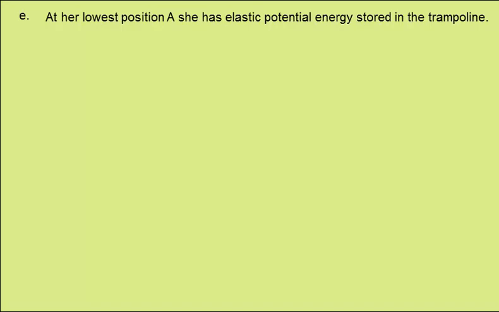In E, on her next jump, she decides to reach a height above position B. We need to describe and explain in terms of energy and work the transformations that occur as she ascends from her lowest position A to her new position above B. Well, at her lowest position A, she has elastic potential energy stored in the trampoline.